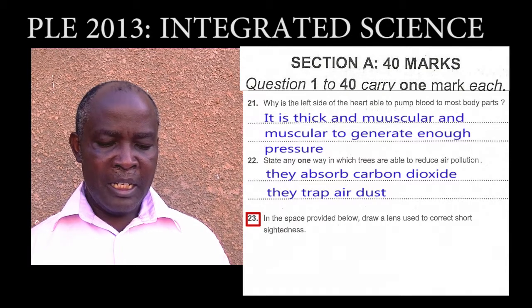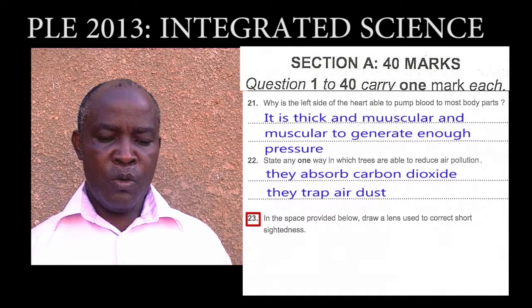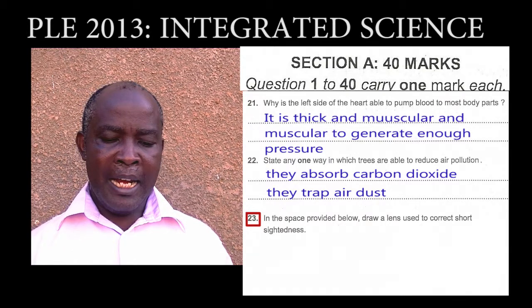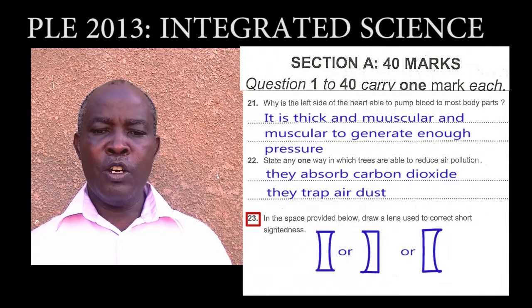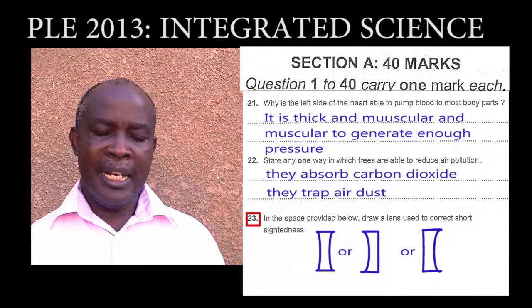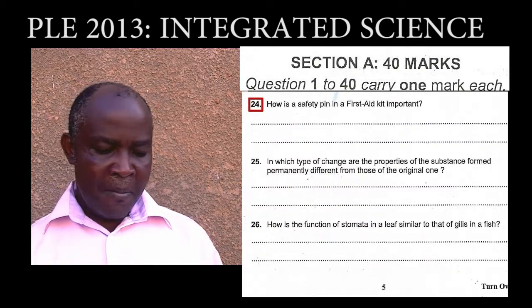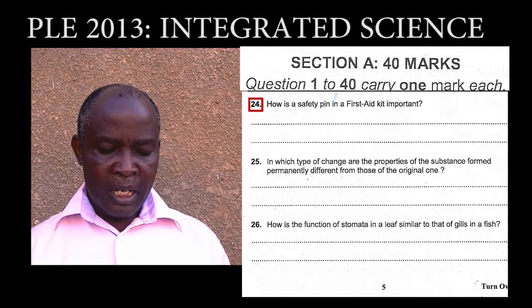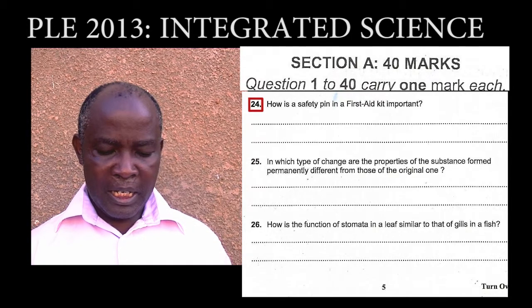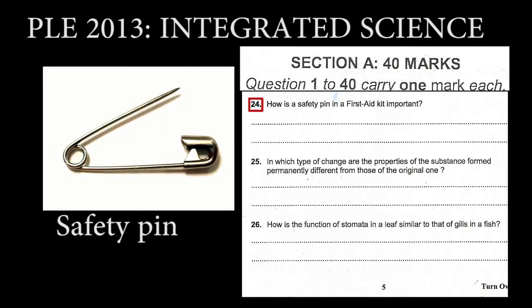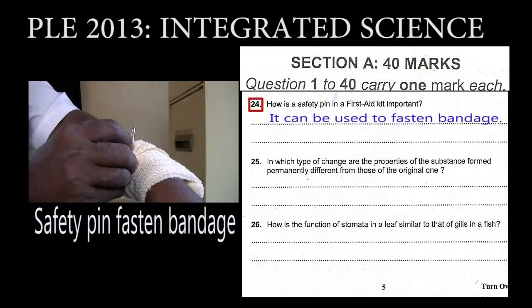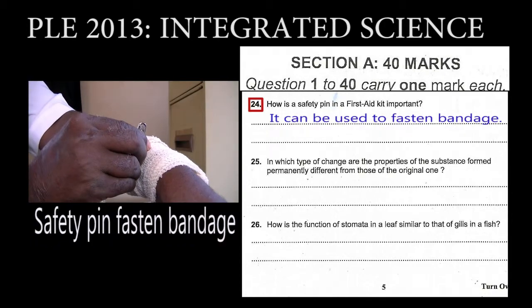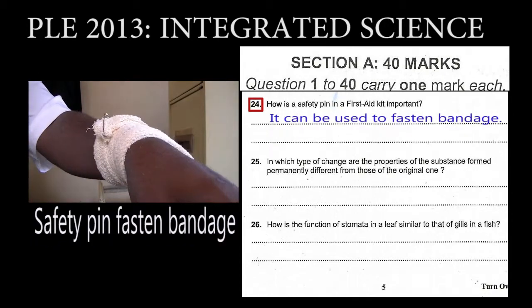Number 23. In the space below, draw a lens used to correct short-sightedness. We draw a concave lens. Number 24. How is a safety pin in a first aid kit important? It removes foreign bodies from the body, and can be used to fasten a bandage.